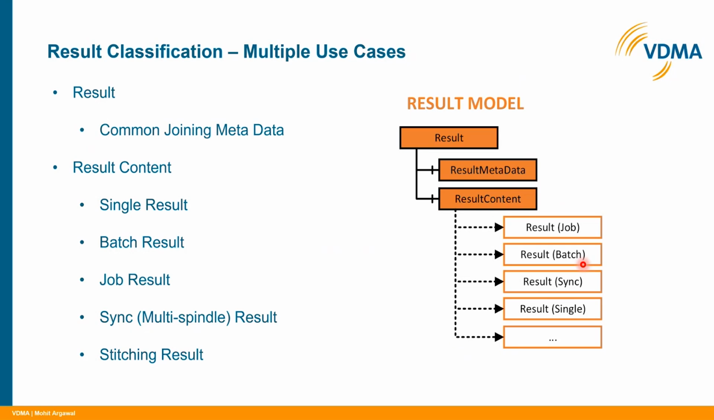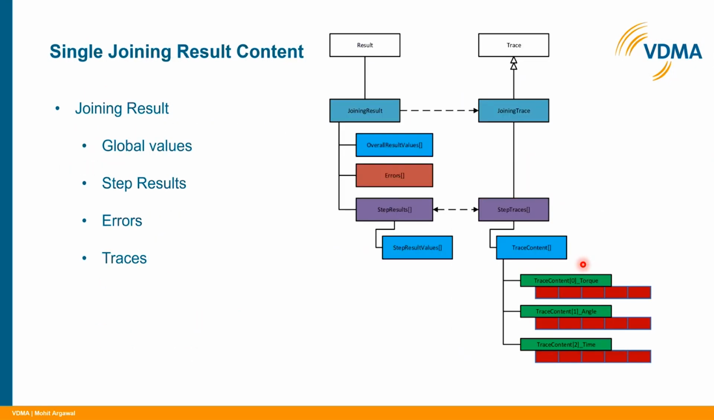So with this, we have defined different examples, different rules with the help of conformance units, and provided concrete server implementation examples and client implementation examples and how to visualize them. So this talks about the result classification, and what are the use cases covered with respect to results. In the next slide, we will dig down into how the actual content will look. So what is the content when we talk about a single result?